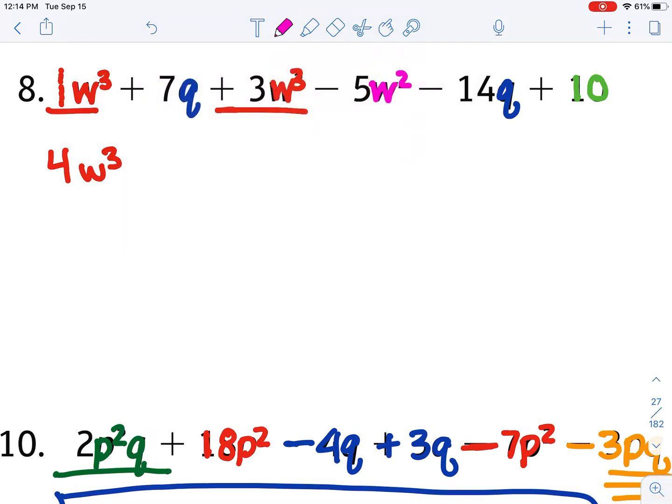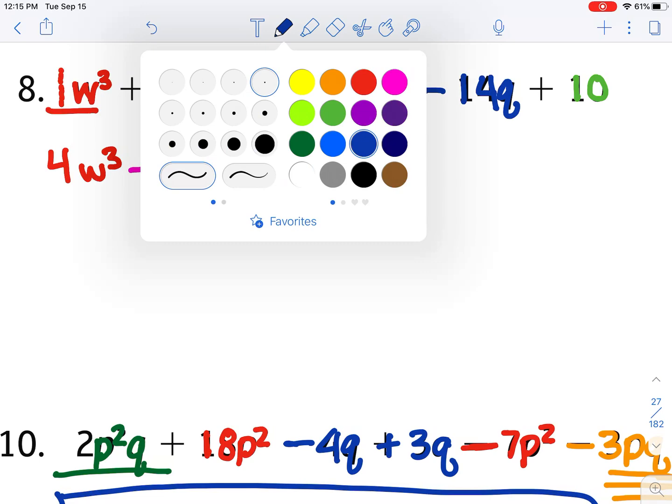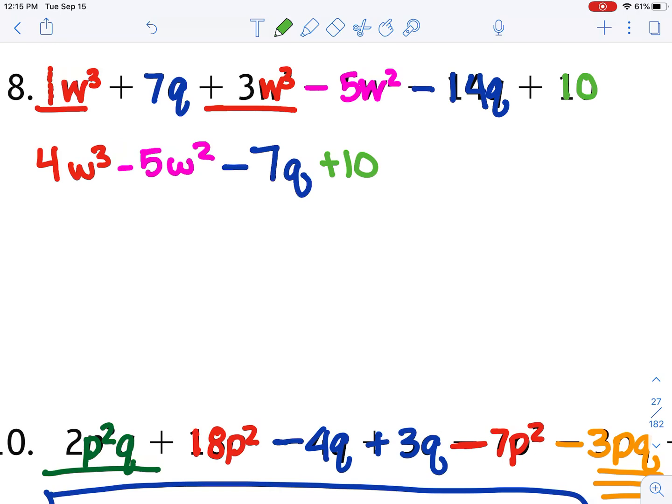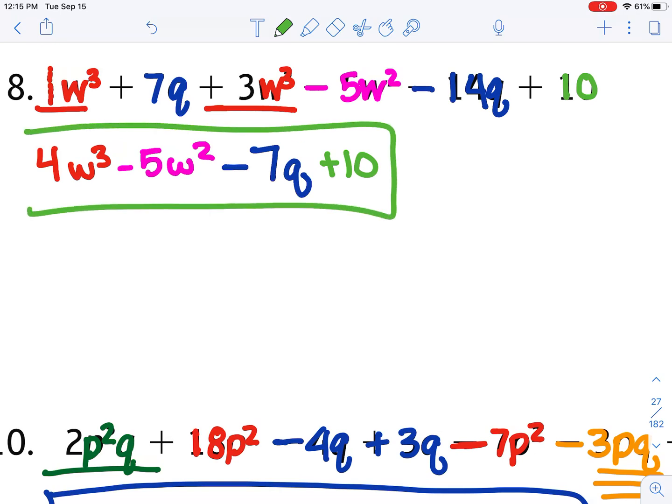Then I have my w squareds, which are already all by themselves. We don't need to combine them with anything. Then I'm looking at my 7q and my negative 14q. Negative 14 is bigger than 7, so the answer is a negative number. 14 is 7 things bigger than 7, so I get negative 7q. Then I have my 10 left over. That goes at the back, and I'm going to box my answer.